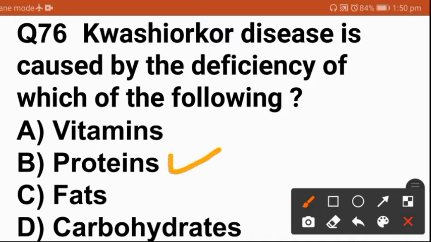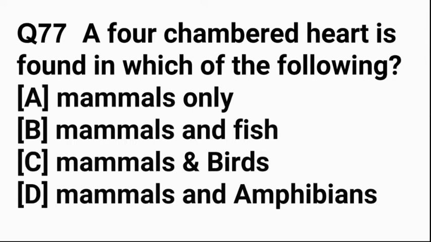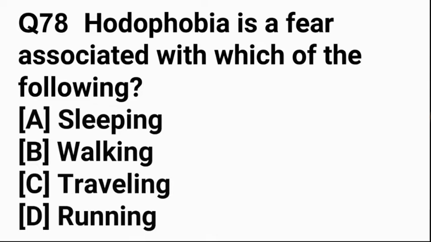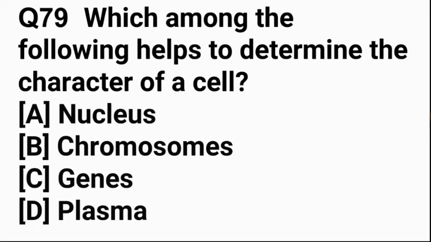A four-chambered heart is found in which of the following? C. Mammals and birds. Hodophobia is a fear associated with which of the following? C. Traveling. Which among the following helps to determine the character of a cell? C. Genes.